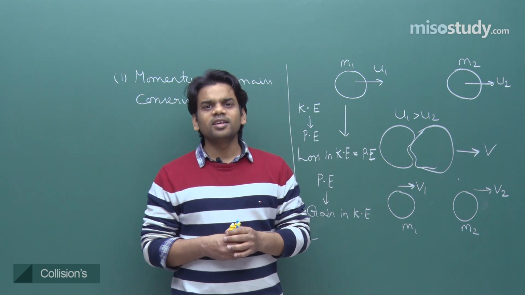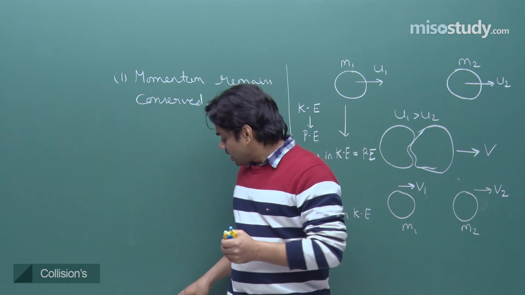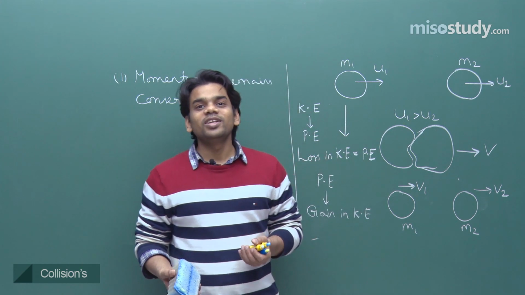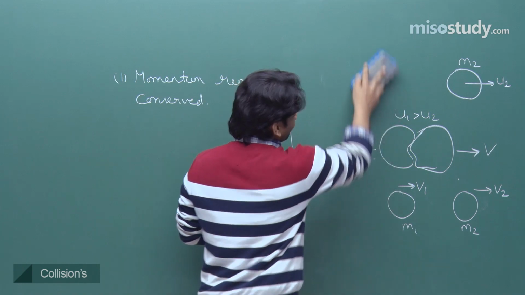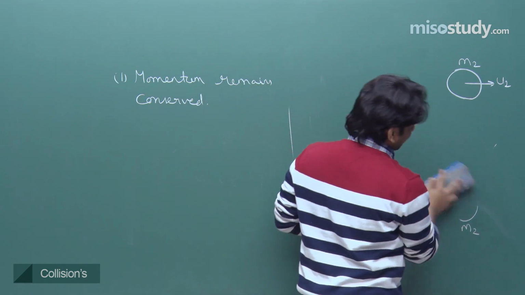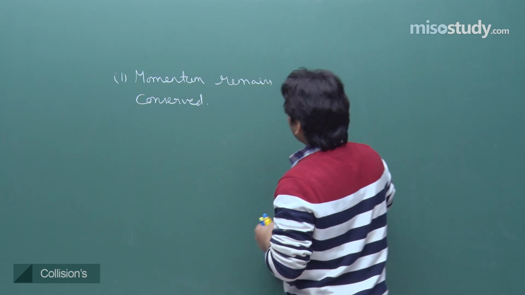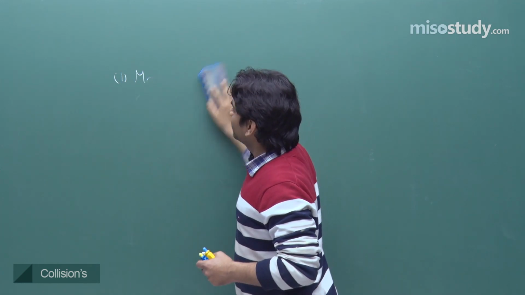So we'll study all these three kinds of collisions separately, and we'll start with the very first kind of collision, that is perfectly elastic collision. Let us start understanding and making equations for perfectly elastic collision in one dimension.